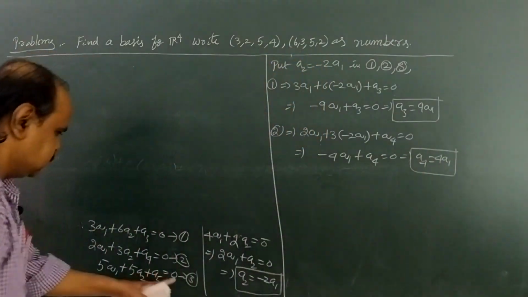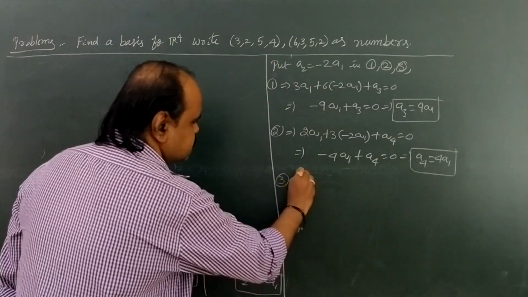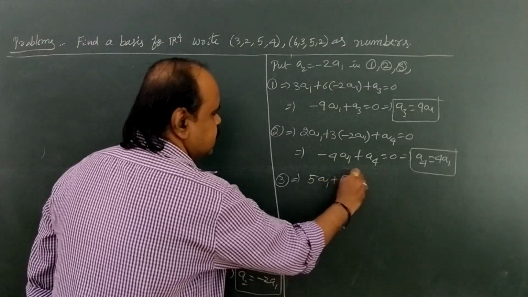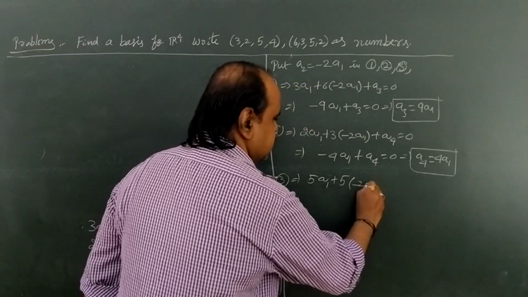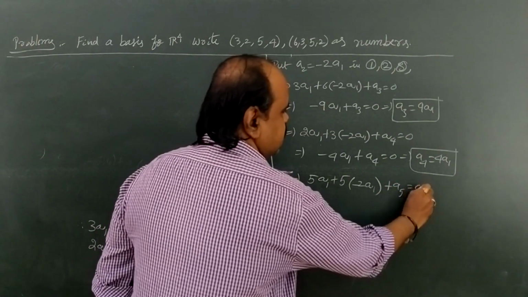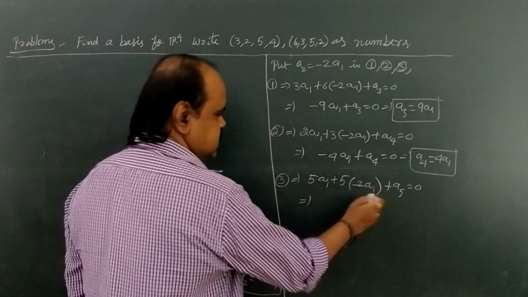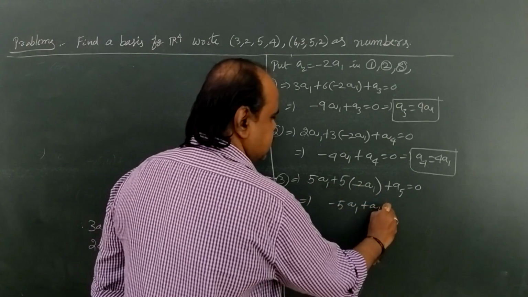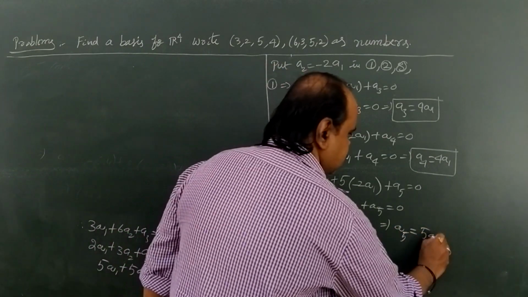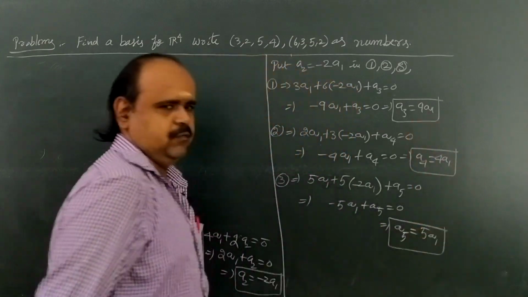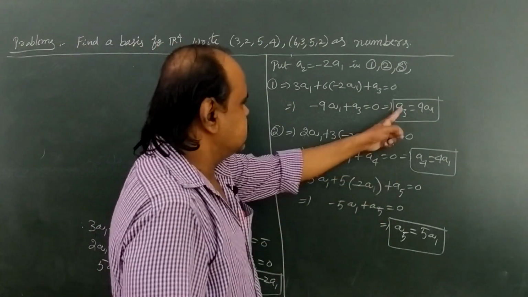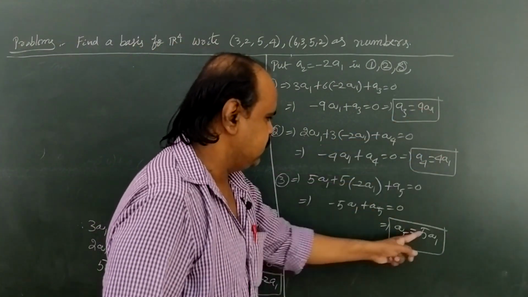Now from the third equation, 5a1 plus 5a2 plus a5 equal to 0, with again a2 equal to minus 2a1. That implies 5a1 minus 10a1, which is minus 5a1, plus a5 equal to 0. From this, a5 equal to 5a1. Please observe, we have a2 equal to minus 2a1, a3 equal to 9a1, a4 equal to 4a1, a5 equal to 5a1.